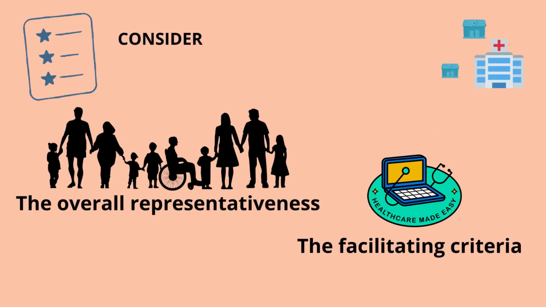There are two types of criteria to consider. First, the overall representativeness of the population served by the center. Second, the facilitating criteria for carrying out surveillance activities.